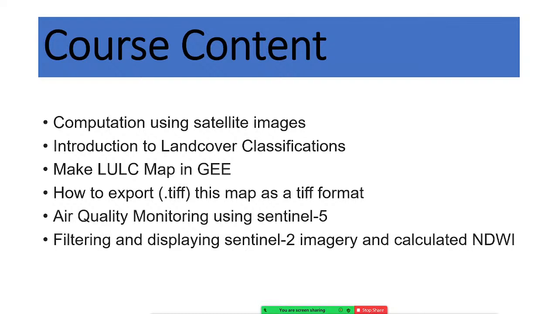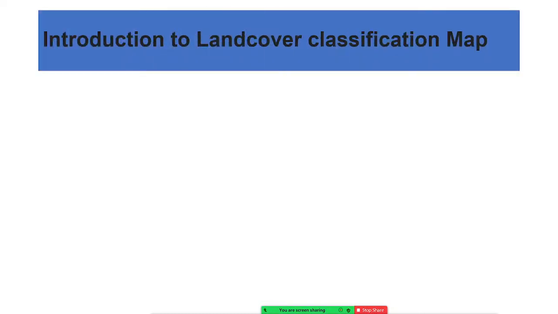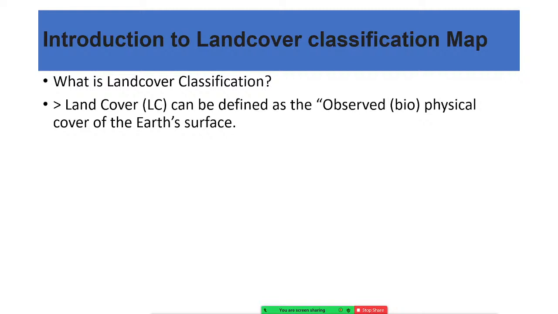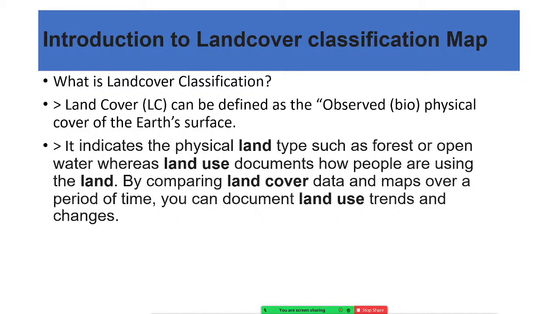Okay, so basically this is our course content, and first of all I will discuss the land cover classification map. Mainly land cover classification is defined by the observed biophysical cover of the Earth's surface, and we can use land cover classification to document land use trends and change. We can easily understand this by comparing the land cover data results.